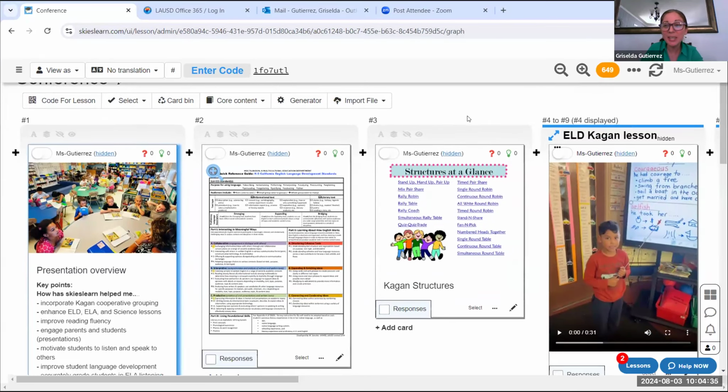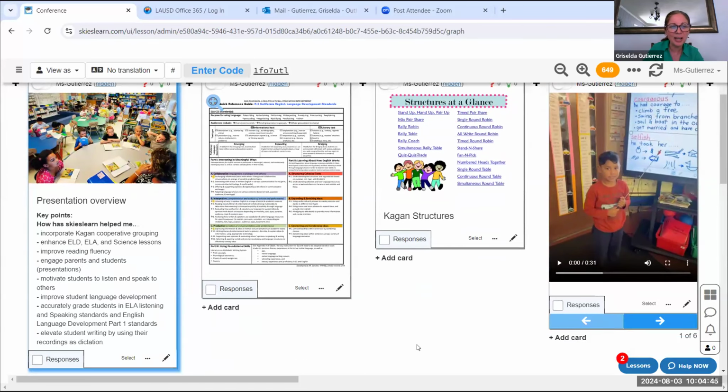Okay, so my goal, through the little that I'm going to be able to present in these 25 minutes, is to show how I incorporate Kagan cooperative grouping. I enhanced my ELD, ELA, and science lessons. I improved reading fluency. I use it as a way to engage parents and students, to motivate the students to listen and speak to others, and to improve student language development. You're going to see this across all my lessons.